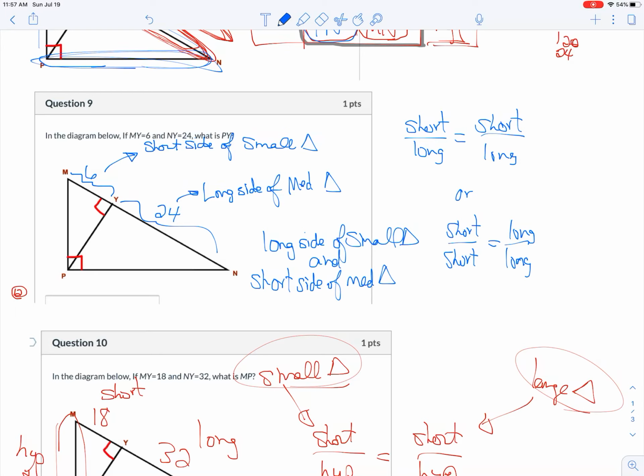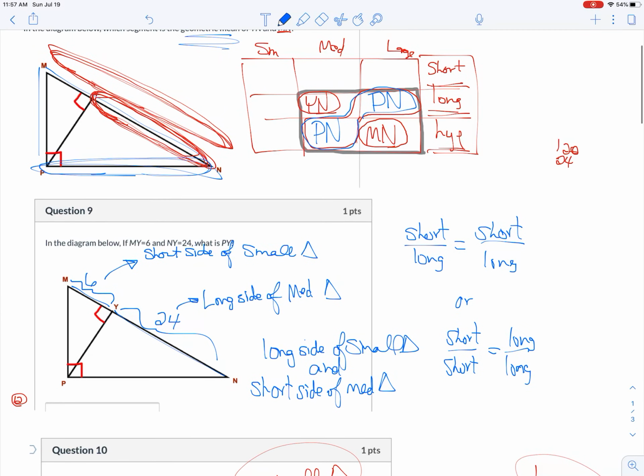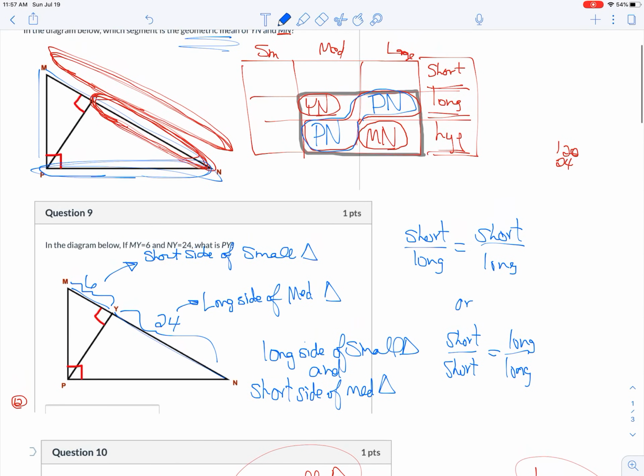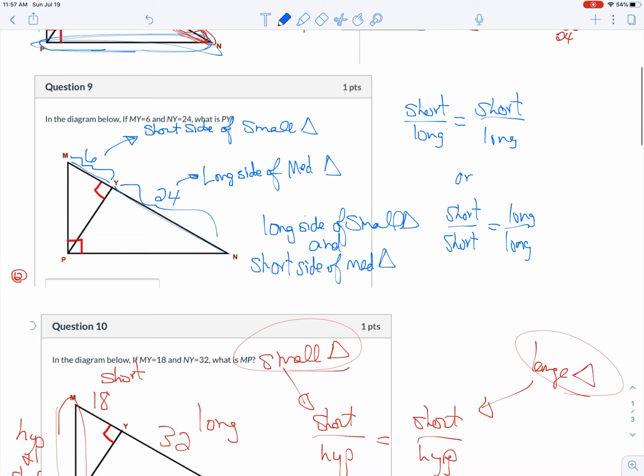So in number 9, MY is 6 and NY is 24. This is the same kind of info that we had here, right? Oh, wait. Oh, no, it's not. MY is the short side of the small triangle, and YN is the long side of the medium triangle. So we need to find something in the small and medium triangles that is the same. In that case, that's going to be this one. YP is the long side of the small triangle and the short side of the medium triangle.